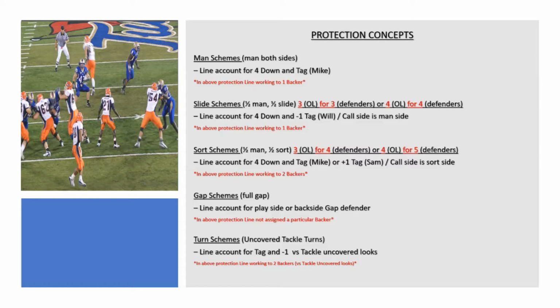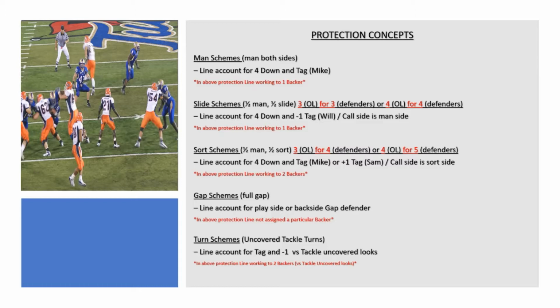When you go down to the sort schemes, it's a half-man, half-slide scheme. Now you've got 3 offensive linemen for 4 defenders, or 4 offensive linemen for 5 defenders. So the difference between a slide and a sort is that when we sort the protection, we're minus one in terms of blockers. We only have 3 for 4, or 4 for 5. It's not an equal number. So in that standpoint, the line's going to account for the 4 down, the tag, and the plus one.